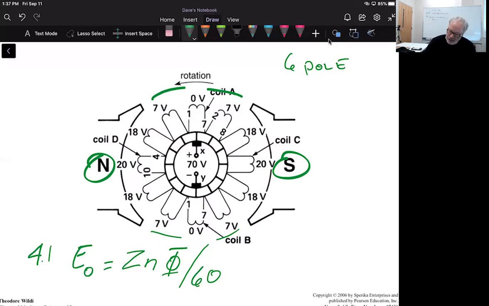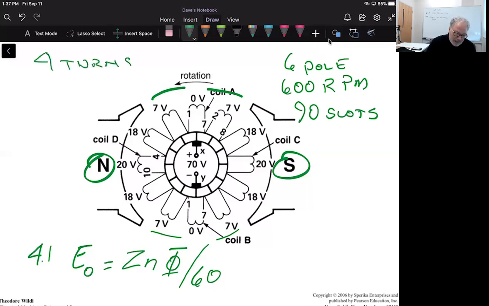It's turning at 600 RPMs, and it has 90 slots. Each coil has 4 turns, and I'll tell you a little bit about that in just a second. So each coil has 4 turns, and the flux per pole is 0.04 Webers. Now, I'm going to focus initially on this, and he says calculate the value of the induced voltage.